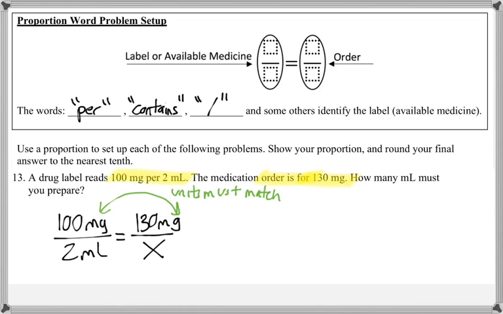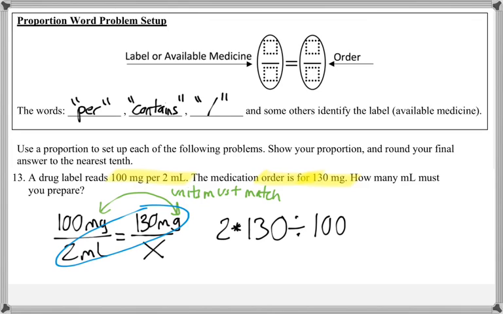So then I want to solve this, and I multiply the diagonal that does not have the X. So this is 2 times 130, and then divide it by the other number, which is 100. And 2 times 130 divided by 100, and we get 2.6. So this will be 2.6, and because it's on the bottom, we need to match our units with the other bottom, so that will be milliliters.